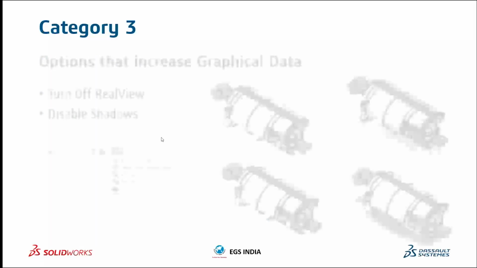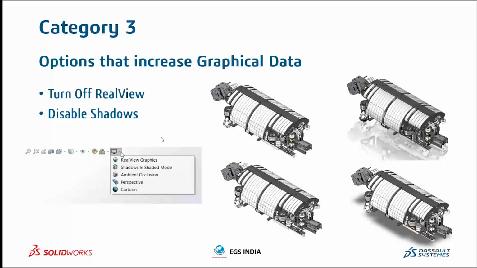So the next topic is about the options that take up a lot of graphical data. If you see over here, the first option is the real view option, and the second one is the shadows option. Both of these options will be in your viewport, and while they make the design look better on SolidWorks, they take up a lot of graphical resources. So when working with large assemblies, we recommend turning them off, as this can significantly improve your smoothness and the time taken in updating the graphics.